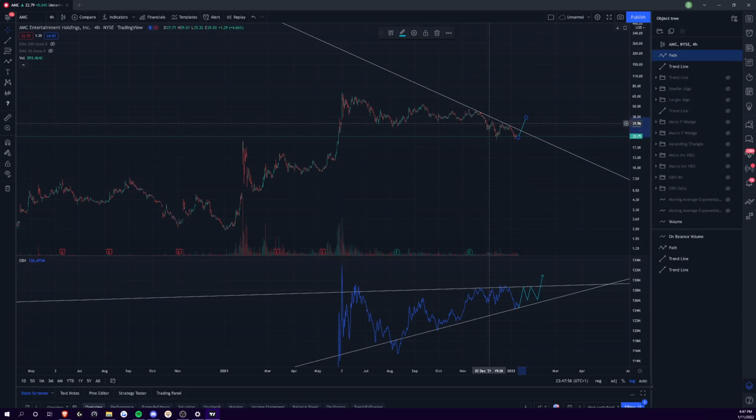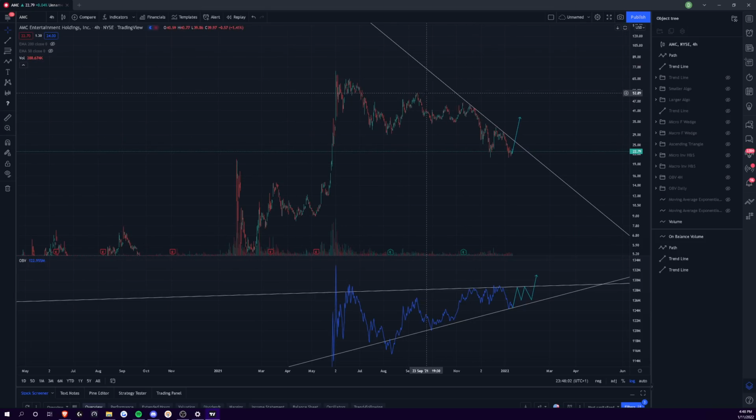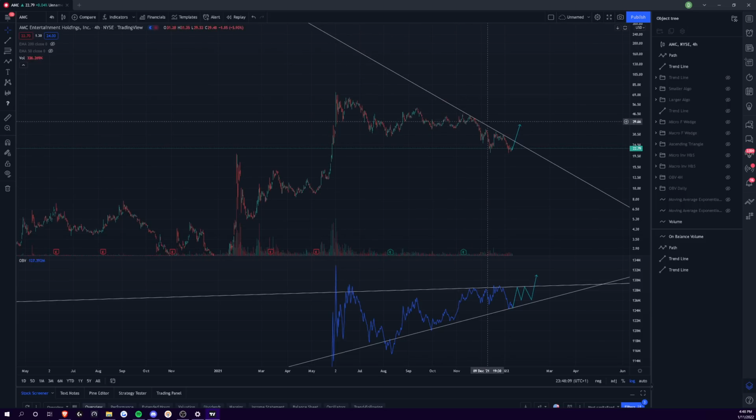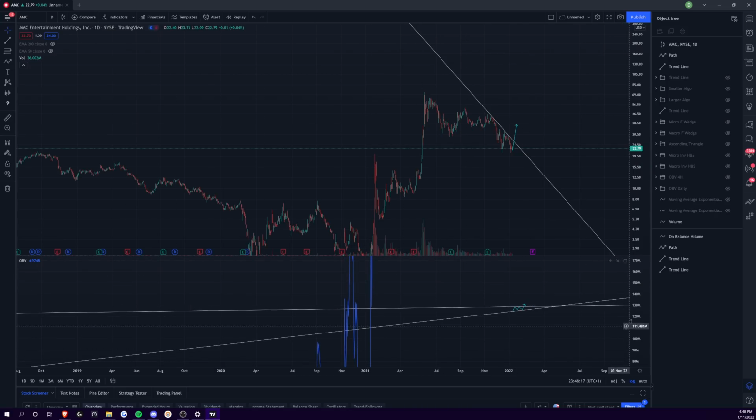For the broader trading range, you do want to break above this $48 to $50 range before you talk about new all-time highs and stuff like that. And we've talked about that on the channel before. So that's that with the 4 hour. Also, I was looking at the daily OBV. I feel like the daily OBV is kind of looking better.